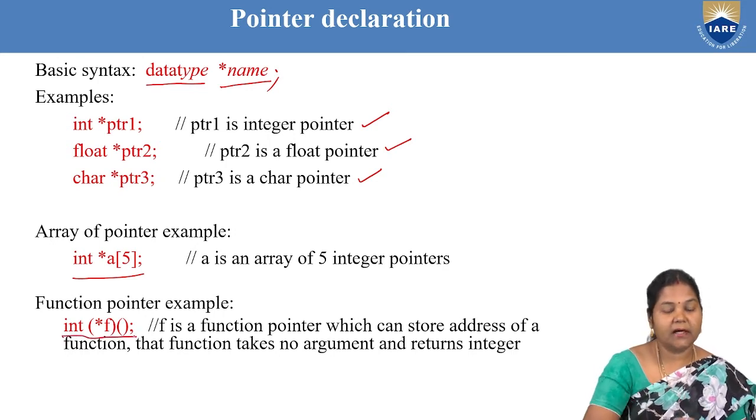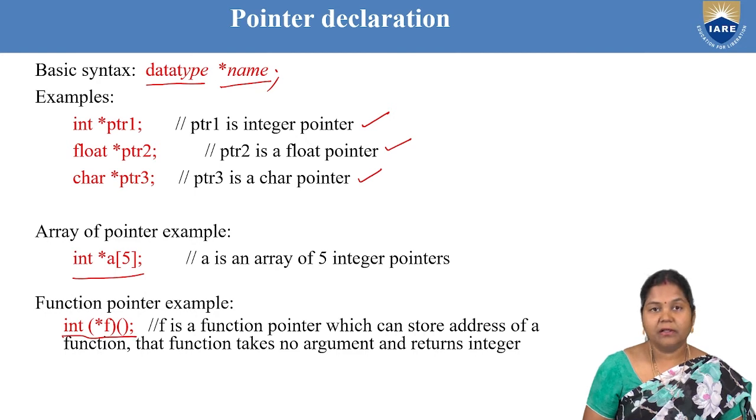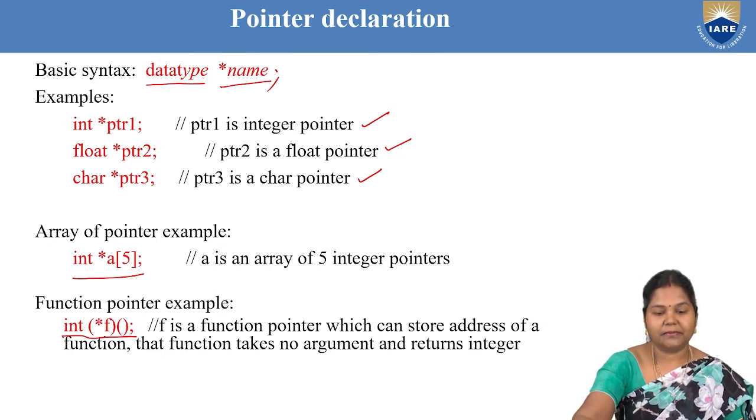So here you can see int star f. f is a function pointer with no argument. That means f is a function pointer which can store the address of a function, and that function takes no arguments and returns an integer type of data. So whatever is the type of function you are using, with argument or without argument, or with return type or without return type, in the similar manner you have to declare the same type of pointer also. So this is called a function pointer.